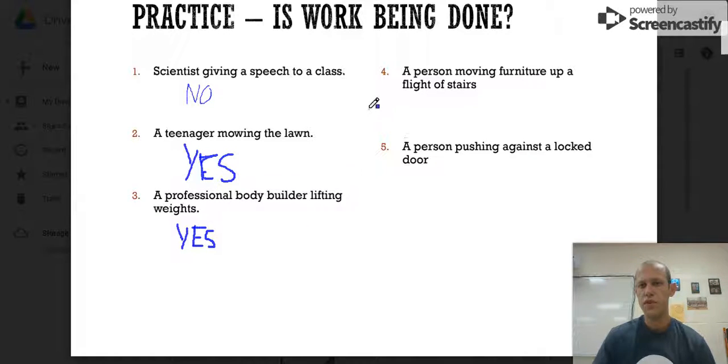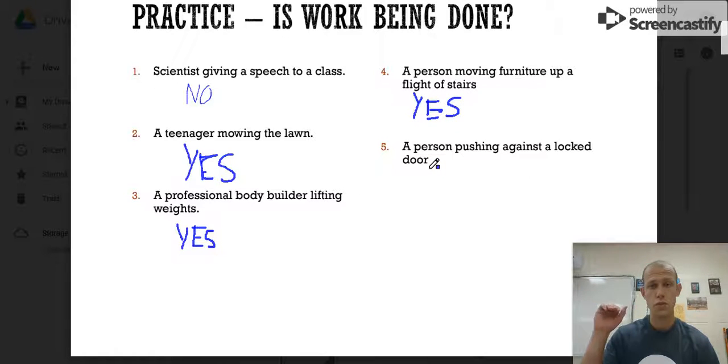A person moving furniture up a flight of stairs. That would be a yes. There's a force pushing the person upward, and those boxes are traveling upward. Or you can think about there's a force pushing the person with the boxes forward as they go up the stairs, and the boxes are moving forward. So yes, there's work being done in that direction as well. A person pushing against a locked door. Assuming the door doesn't move at all, that would be no work done because there's no displacement.